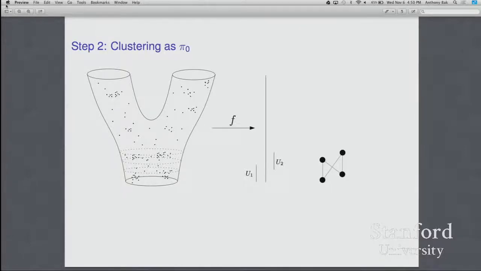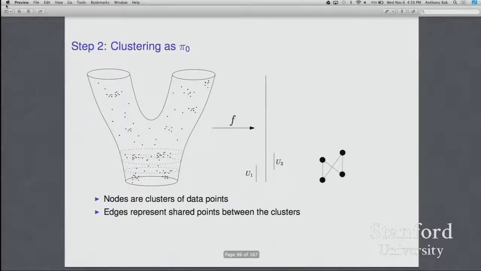Okay, so now I just continue this process. Remember, nodes are now clusters of data points. Edges represent shared points between the clusters. And we just keep going up, and we just do this to the end. I gave you the preview. So that's now, we get this more complicated graph as an output, but it still contains the same essential information as before, which was this Y structure that the lens was picking out of the data.